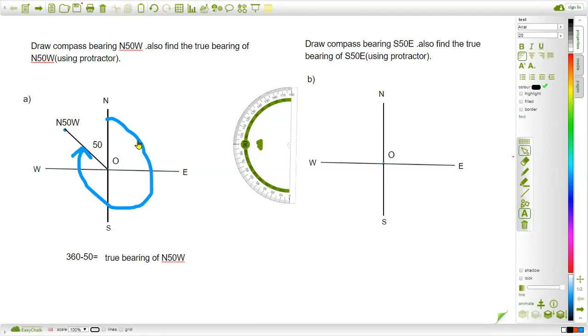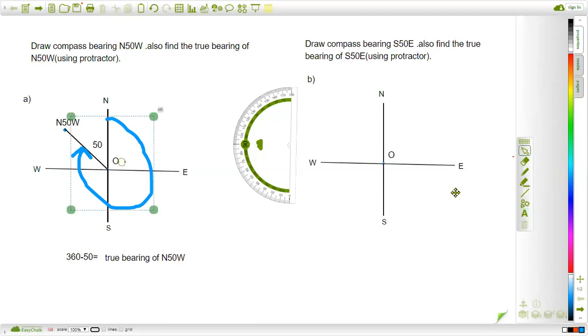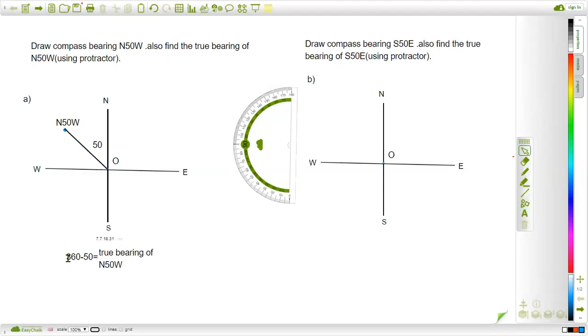Let me remove the unnecessary parts here. Okay, this is the answer. The true bearing of that is just 310-degree. Or true bearing is also called the three-figure bearing, because here we need 3 digits to express the angle.